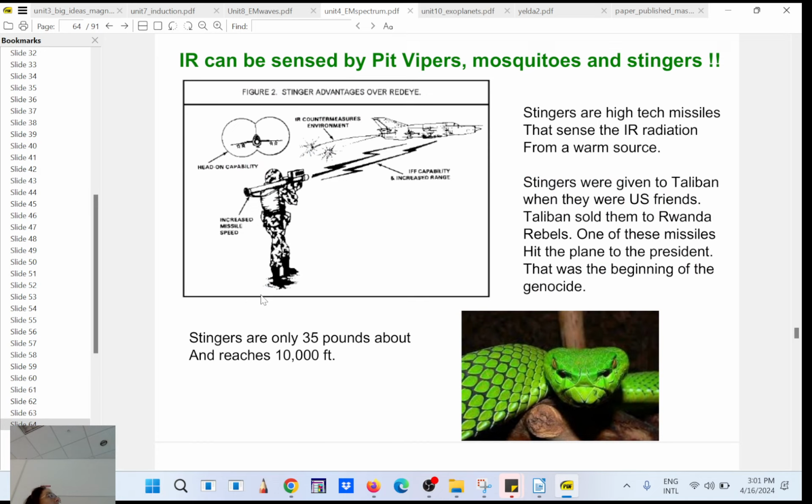Okay, so other applications: infrared, snakes. That's how they find their prey, through the heat. They're going to see a mouse, even if they don't see the mouse with visible light, they're going to see it using infrared. So they feel the heat. A mouse can try to hide, but it's not going to work, right? Because it's always emitting heat.